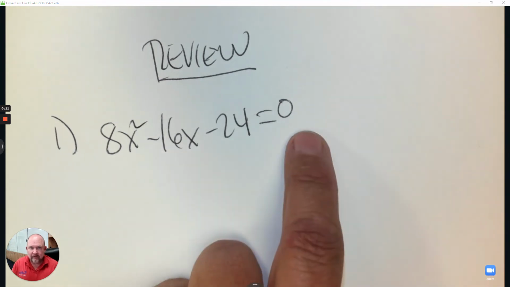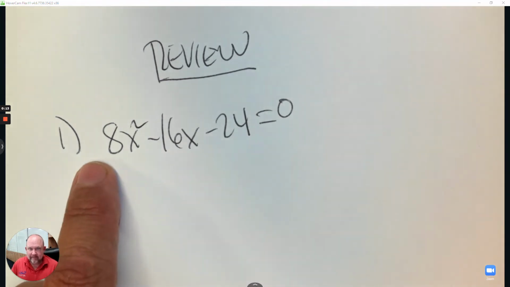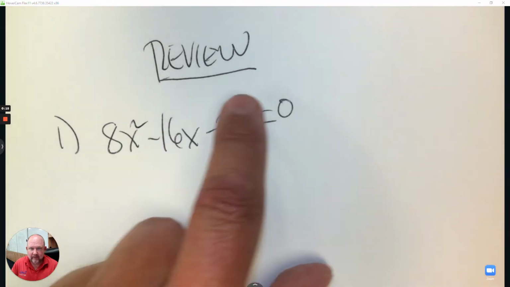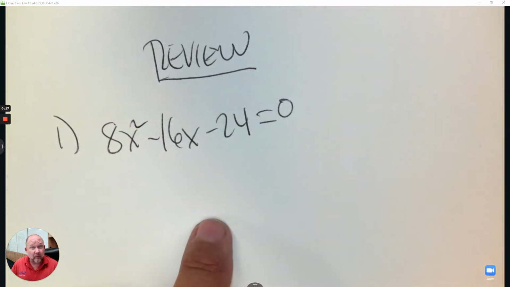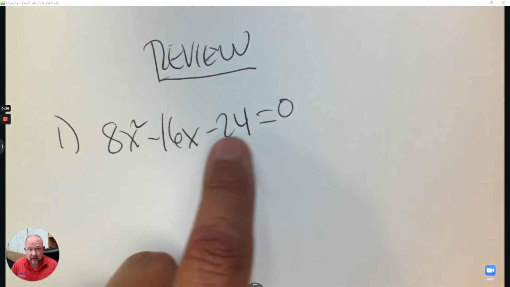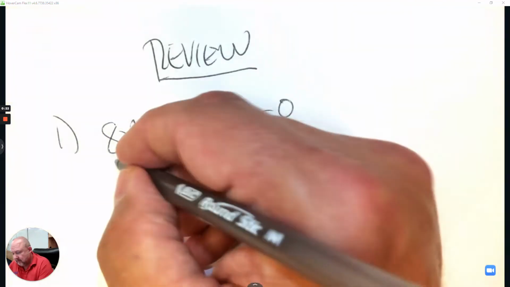So to solve this, I'm going to divide everything by what number goes into everyone evenly. There's more than one number, but the biggest number that goes into all of them evenly is 8. So we're going to divide everything by 8.